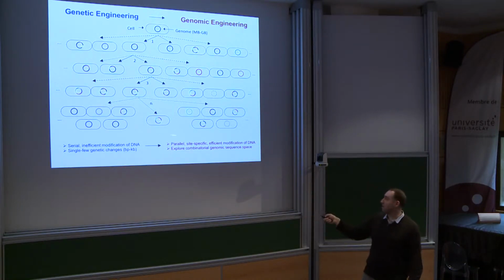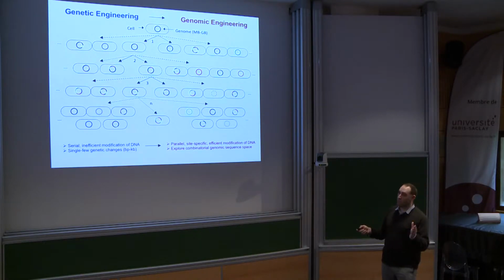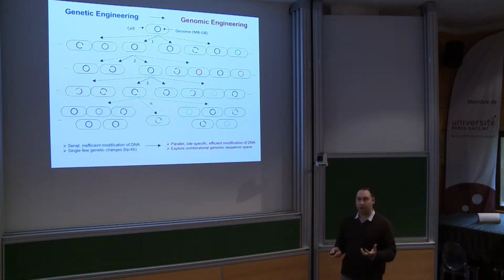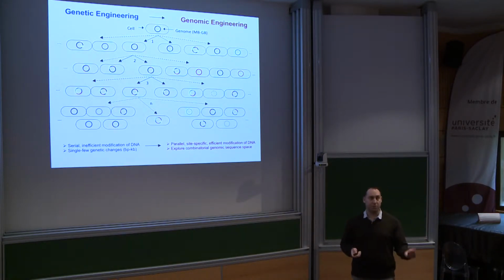And so what we've really been thinking about and driving is the idea of genome engineering with the goal of introducing in parallel site-specific efficient changes across whole genomes. And in the process, exploring combinatorial genomic sequence space. So both as a way to re-engineer and reprogram cells to explore a new function, but also as a technology to really gain a much deeper understanding and establish causal relationships between genotype and phenotype.